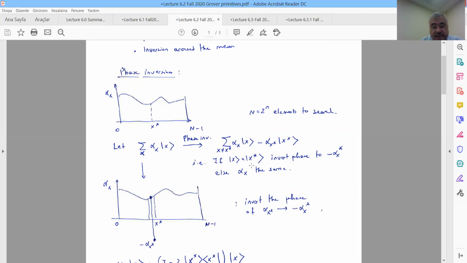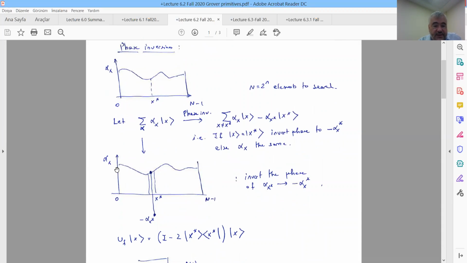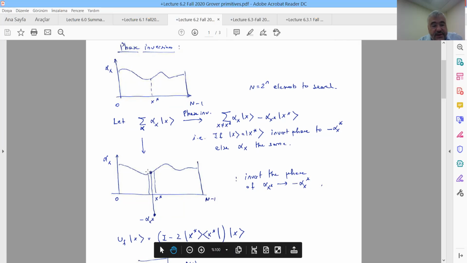So if ket x equals ket x star, in other words, if it is the solution we are looking for, then invert the phase to minus alpha x star, while we keep alpha sub x the same for the rest. This is called inversion of the phase of the solution. Graphically, assuming x star is the solution, the coefficient alpha sub x star corresponding to ket x star is inverted, and alpha x star becomes minus alpha x star.